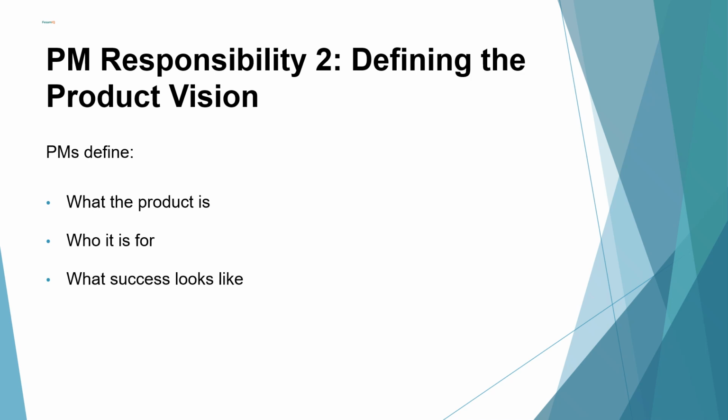The second responsibility of a PM is defining the product vision. The product vision keeps everyone aligned, and without it, teams build in different directions. So the PMs define what the product is, who it is for, and what success looks like.